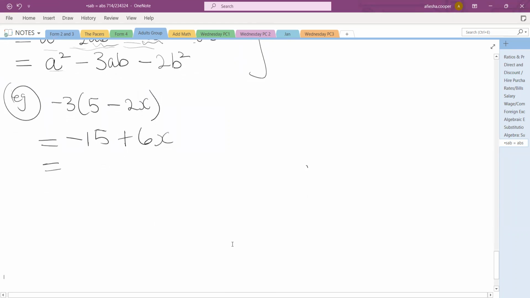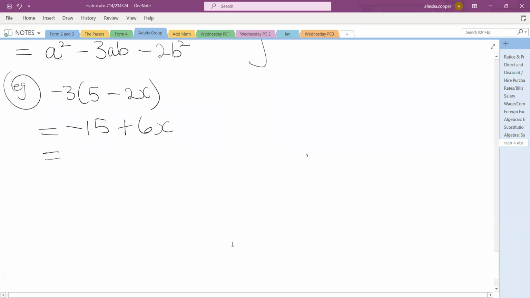This last one is a simple -3 by 5, -15. -3 by -2X will give us +6, and this is our final answer because there are no like variables for us to simplify.